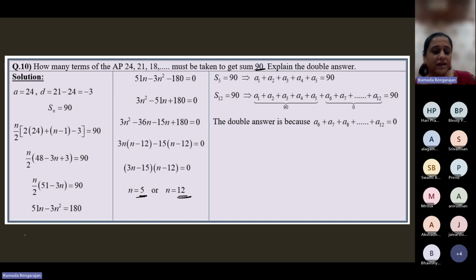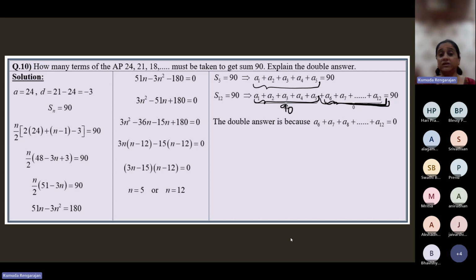you can see here, n is equal to 5 means S5 is 90, which means A1 plus A2 plus A3 plus A4 plus A5 is 90. N is 12 means S12 is 90, which means A1 plus A2 plus A3 plus A4 plus A5 plus A6 plus A7, so on till A12 is 90. Now, A1 to A5, the sum is 90, but still the total is 90. That means the sum from the 6th term to the 12th term is 0. The terms are not 0. They have some non-zero values, but they are a collection of some positive and negative terms whose sum is 0.